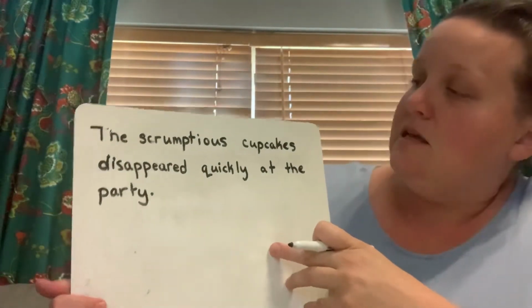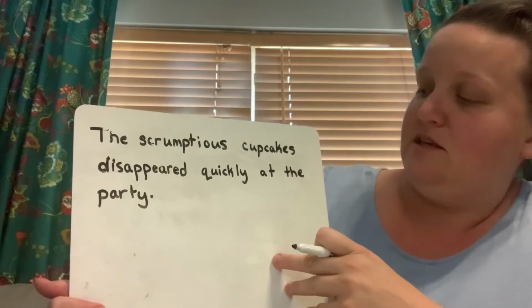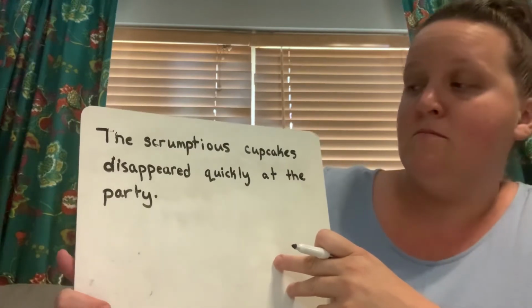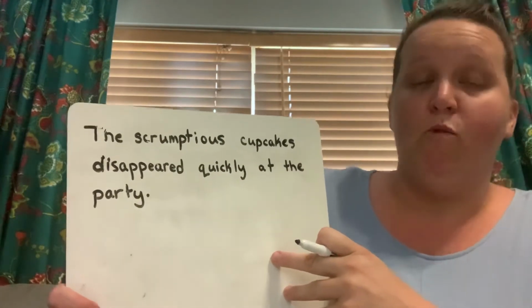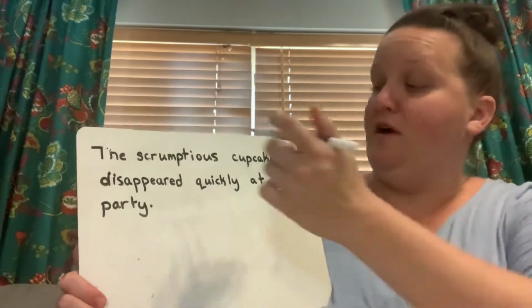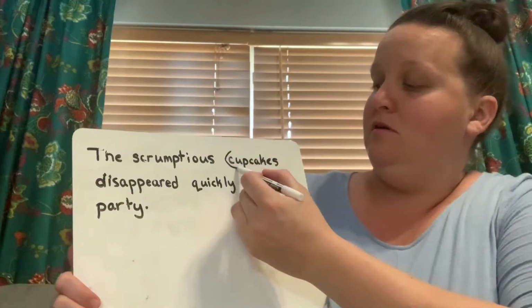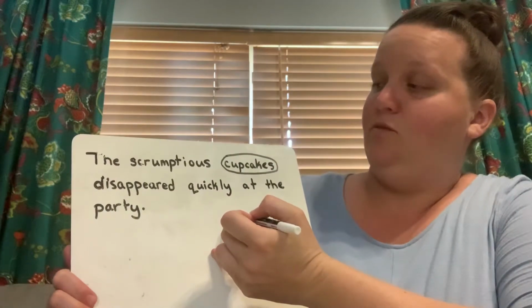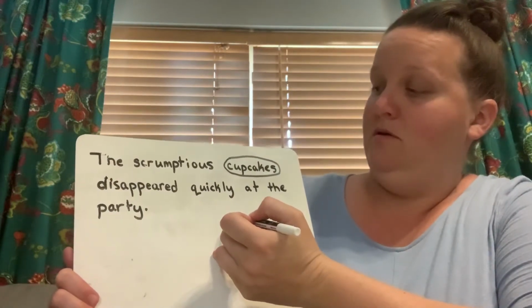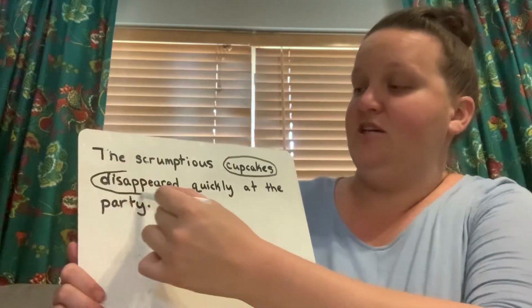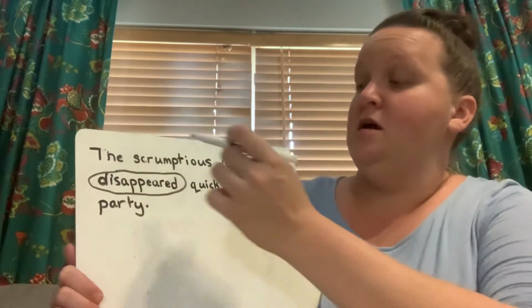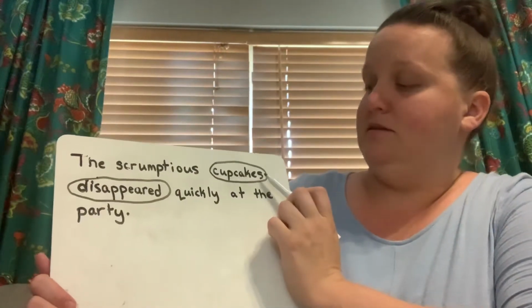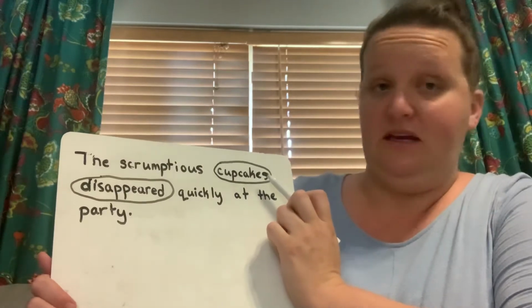This one says, the scrumptious cupcakes disappeared quickly at the party. And so we can go ahead and find our noun, cupcakes, and we'll find our verb, disappeared. That's the action, right? It disappeared. So let's look at cupcakes. Cupcakes is our noun. We know cupcakes is our noun.